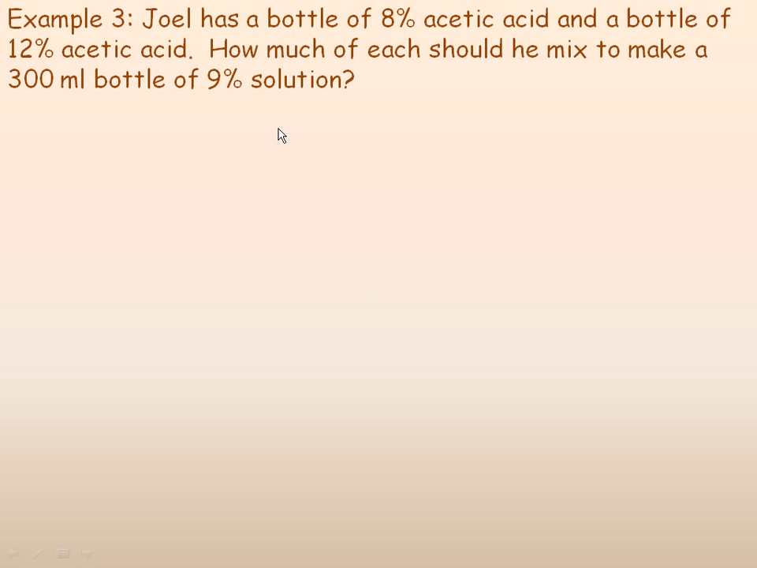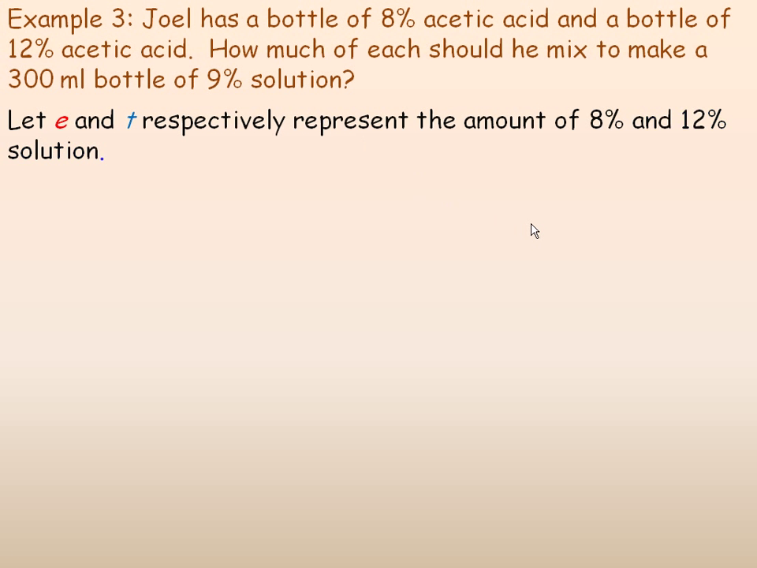Flipping over to the last example on page 3, this is the kind of problem you might see in a chemistry class. We're given that Joel has 2 bottles of acetic acid, an 8% bottle and another bottle that's stronger at 12%, and he wants to combine some of each so that he ends up with a 300 milliliter bottle that's 9%.